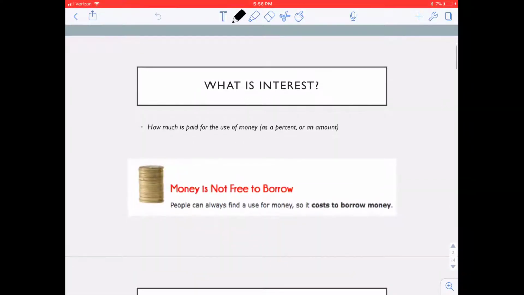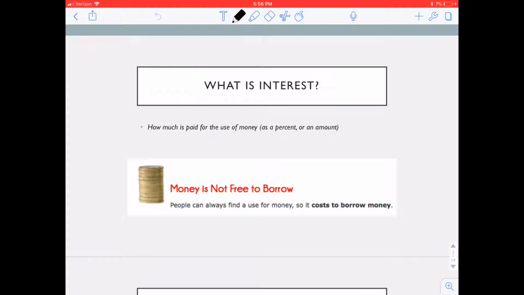I really get excited about this section because we're talking about money and budgeting, and these are things that relate to all of us. And interest is something that we've all dealt with in either a positive or negative way. So let's think about what interest really is. Well, it's how much is paid for the use of money as a percent or an amount.